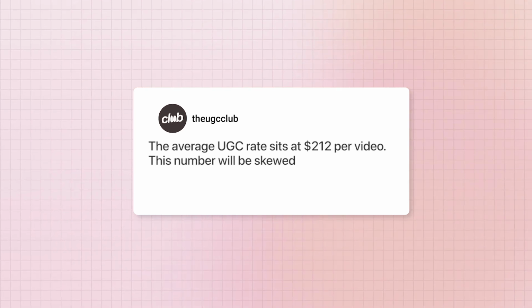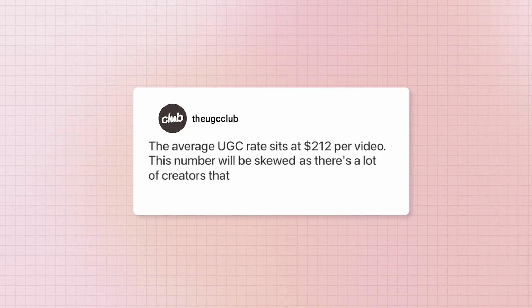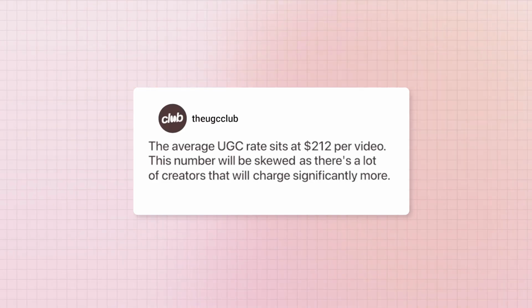This number will be skewed as there's a lot of creators that will charge significantly more. So I have definitely in my career seen UGC creators that are charging like $800 for one video, and then I'll find creators that are charging $50 for one video. However, there is a number that I do see consistently, and the one that I usually tend to go for. Most creators will be charging around $150 to $250 per video.